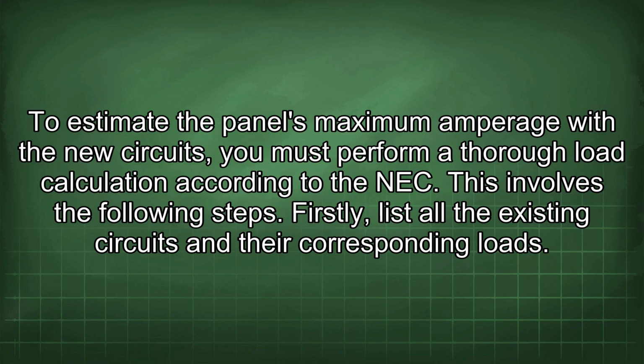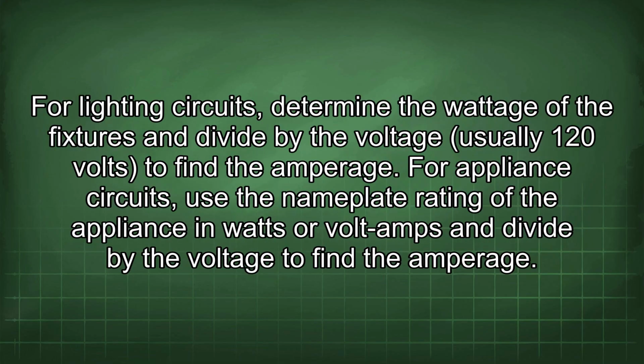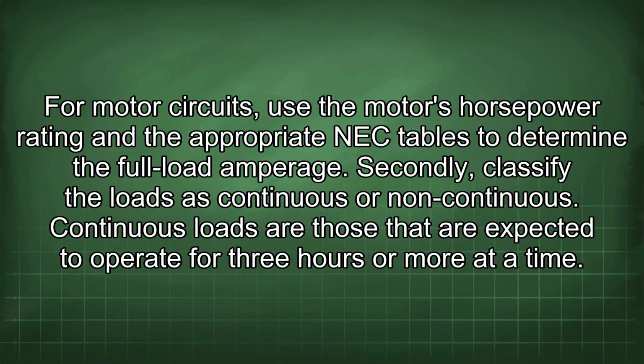Firstly, list all the existing circuits and their corresponding loads. For lighting circuits, determine the wattage of the fixtures and divide by the voltage, usually 120 volts, to find the amperage. For appliance circuits, use the nameplate rating of the appliance in watts or volt amps and divide by the voltage to find the amperage. For motor circuits, use the motor's horsepower rating and the appropriate NEC tables to determine the full load amperage.